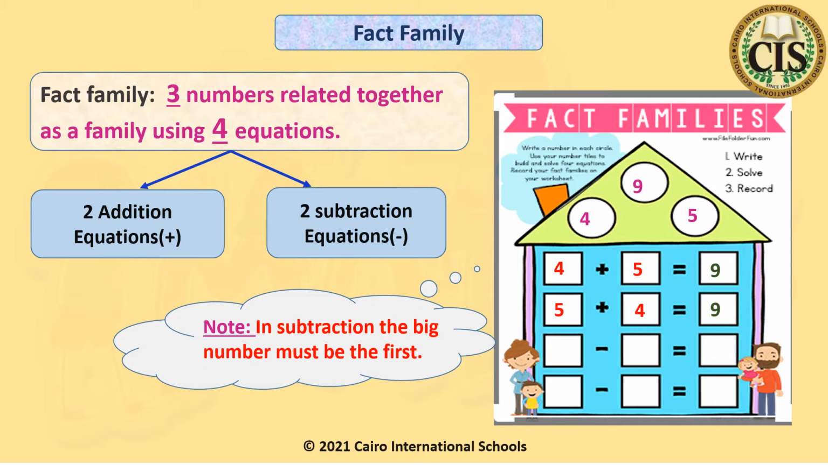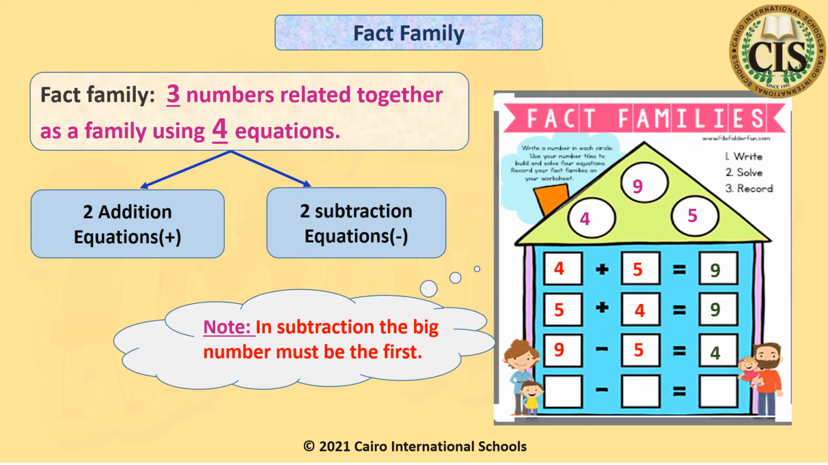So here, what's the biggest number in the family? Look here, 4, 5, and 9. The biggest number at the top, which is 9. So we will write 9. 9 minus what? 9 minus 5. One of the other family numbers. 9 minus 5 equals what? It will be equal to the third number in the family. So 9 minus 5 will be equal to 4.